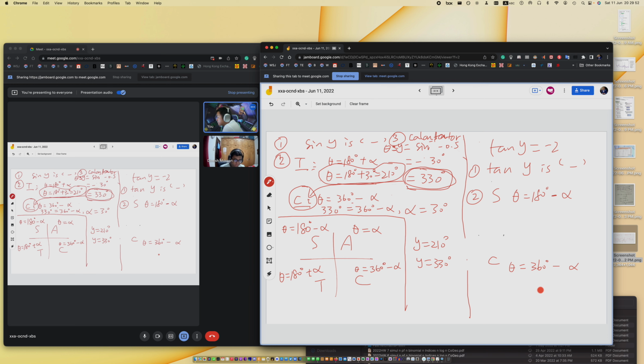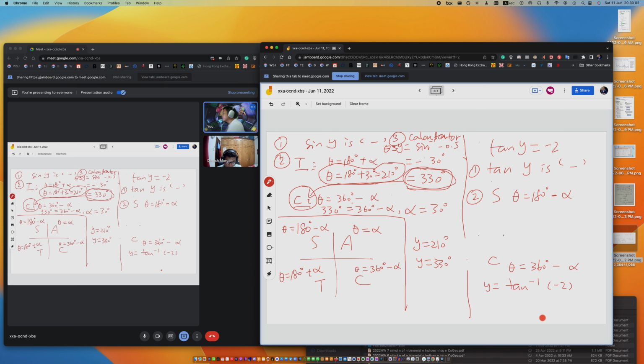Okay, good. Now, you need to use the calculator to get y equals tangent inverse of negative 2. By the way, it's degree mode. Do you get a negative number? What's the number? Degree mode.